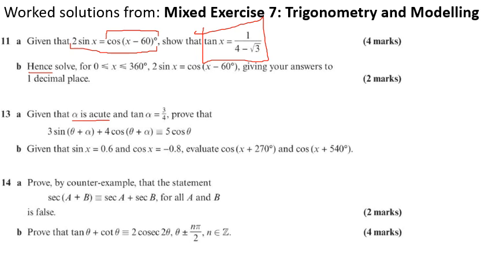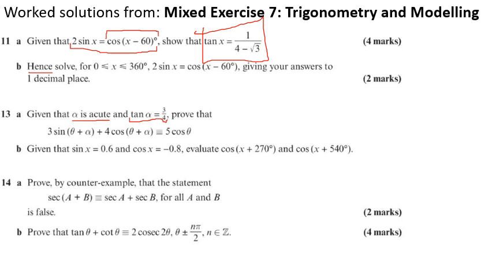Alpha is acute and tan alpha is 3/4. It's tempting to jump straight to the calculator and find the value of alpha. We know it's acute, we know that tan alpha is 3/4, so we could just find alpha straight away. And that's one approach. I'm going to show you a few different approaches that might work more generally if you had less information or more obscure information.